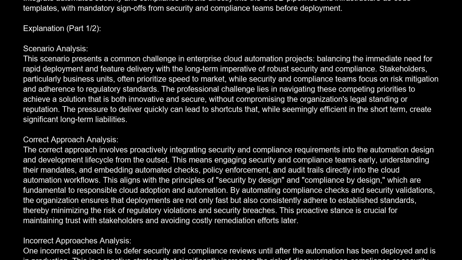The correct answer is D. Integrate automated security and compliance checks directly into the CI/CD pipelines and infrastructure as code templates, with mandatory sign-offs from security and compliance teams before deployment. Explanation. Scenario analysis. This scenario presents a common challenge in enterprise cloud automation projects, balancing the immediate need for rapid deployment and feature delivery with the long-term imperative of robust security and compliance.